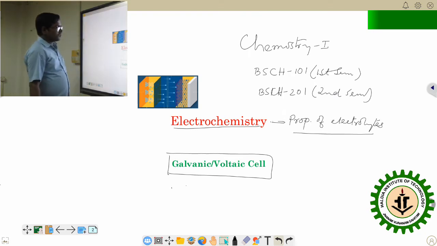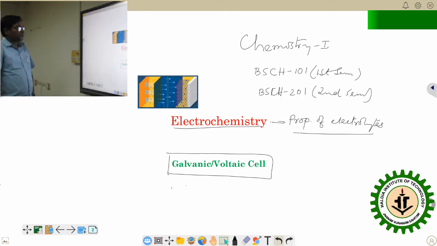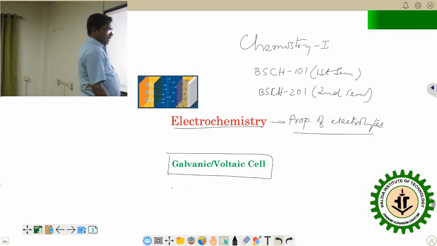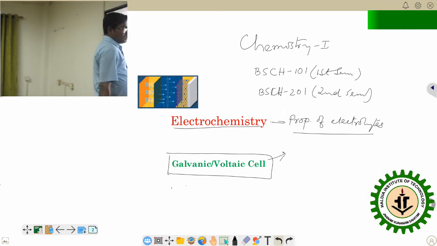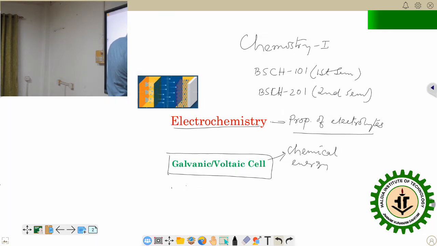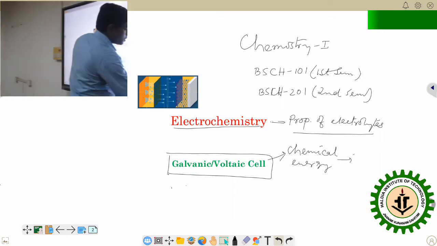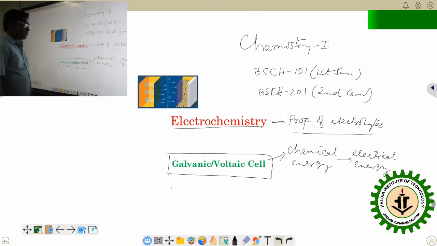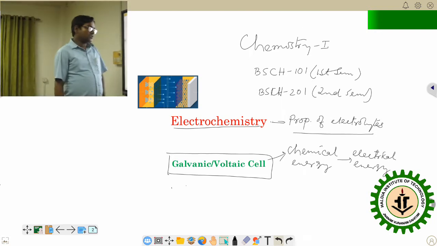All of us know we cannot create or destroy any energy. We can only transfer energy from one form to another. In a galvanic or voltaic cell, we try to generate electrical energy from chemical energy. That means in this cell, chemical energy will be transformed into electrical energy. Today we will discuss the principle of how we can convert this chemical energy into electrical energy.